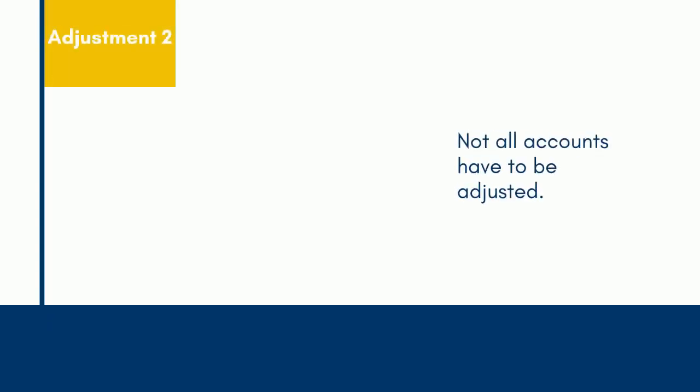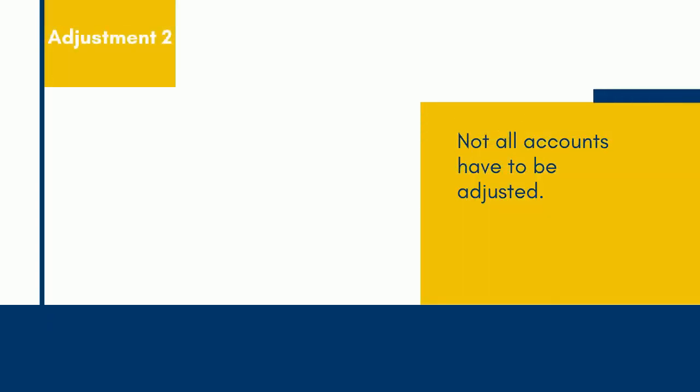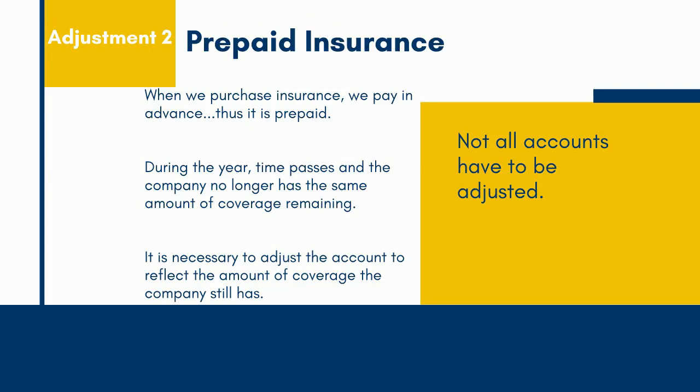Remember, not all accounts need adjusting. We're going to look at just a few. So the next one we're going to look at is prepaid insurance. When we buy an insurance policy, we pay the premium in advance. Thus, it is prepaid. During the year, time passes and the company no longer has the same amount of coverage remaining. It is necessary to adjust this account to reflect the amount of coverage the company still has. Asset accounts should always reflect what the company has, and expense accounts should reflect what has been used.